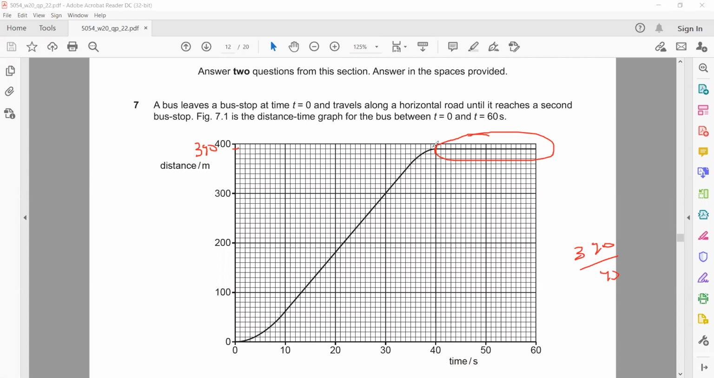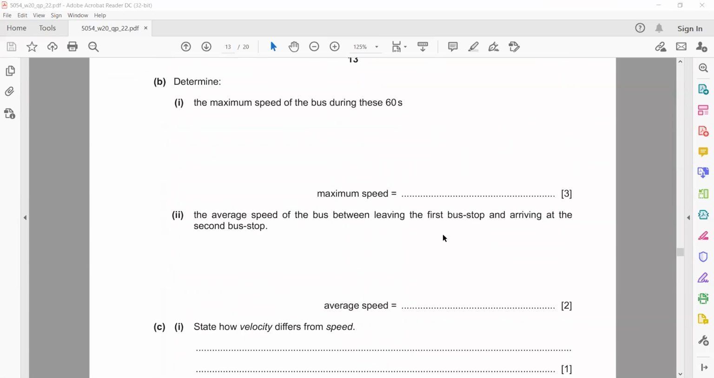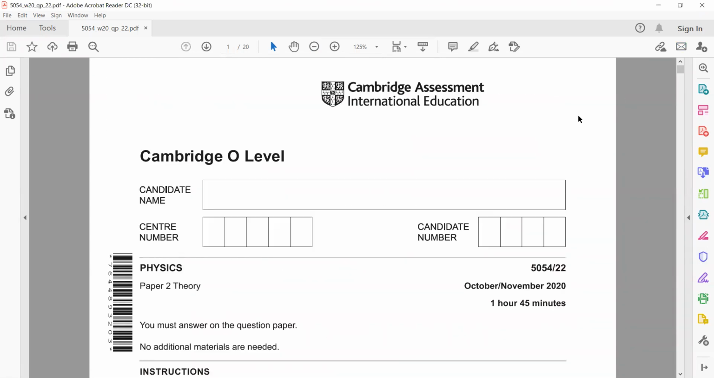This part is where the journey is finished. We just have to find the average speed from one bus stop to another. So from 390 divided by 40, we'll get the average speed. So this was the question from the October/November 2020 paper 2-2.